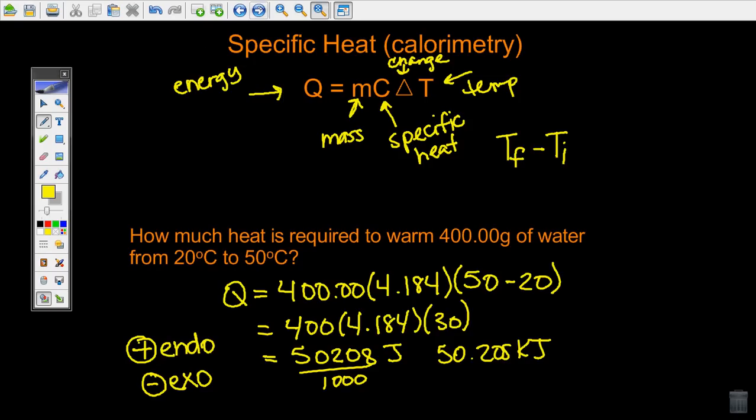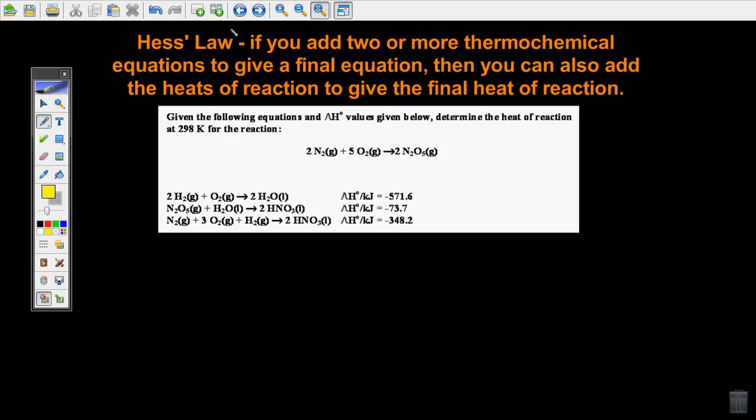All right, Hess's law. If you add two or more thermochemical equations to give a final equation, then you can also add the heats of reaction to give the final heat of reaction. So what it's saying is I have this equation right here. This is what I want. I want to know how much heat was released.